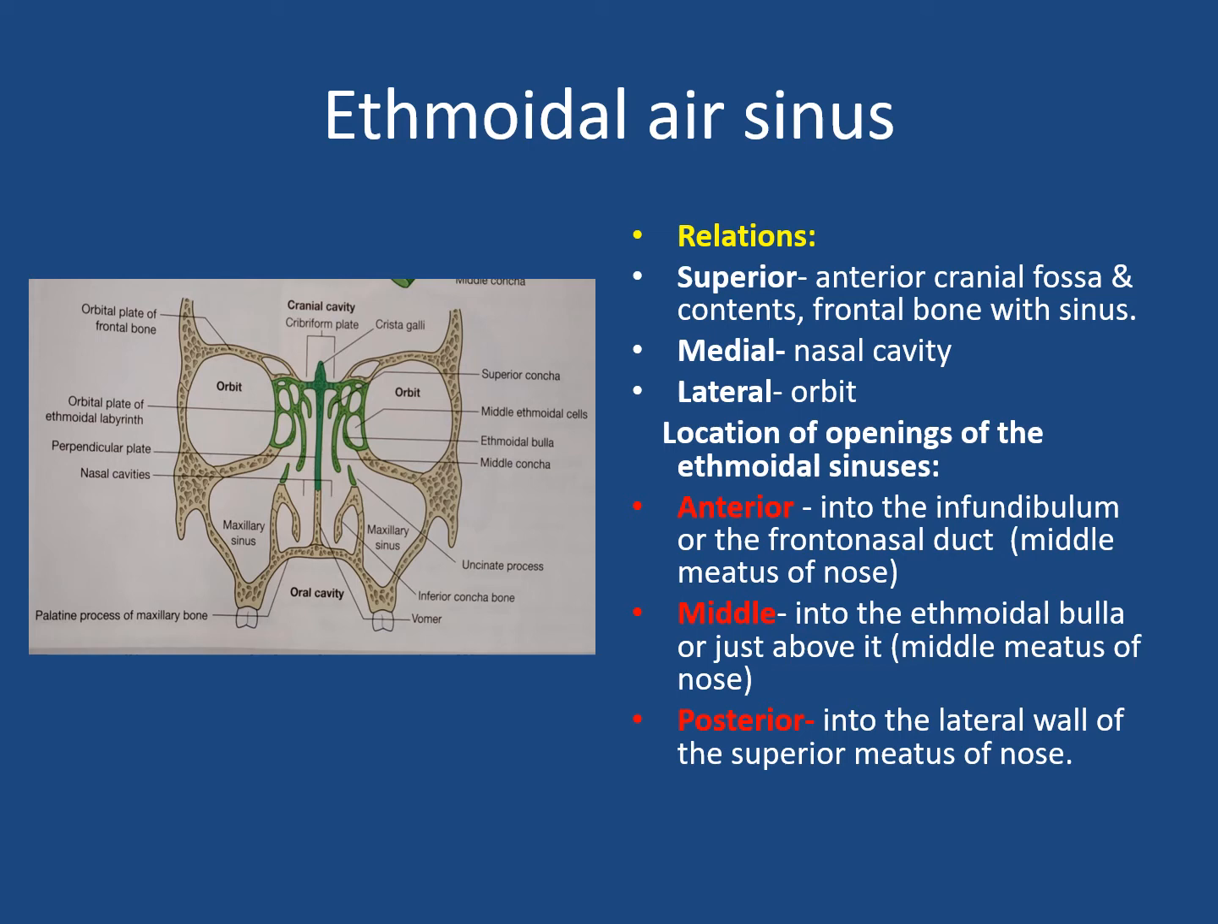The middle ethmoidal air sinus opens into the ethmoidal bulla or just above it in the middle meatus of the nose. I told you the ethmoidal bulla is formed by the middle ethmoidal air cells, so just above the bulla, the middle ethmoidal air cells open. And the posterior ethmoidal air sinus opens into the lateral wall of the superior meatus of the nose.